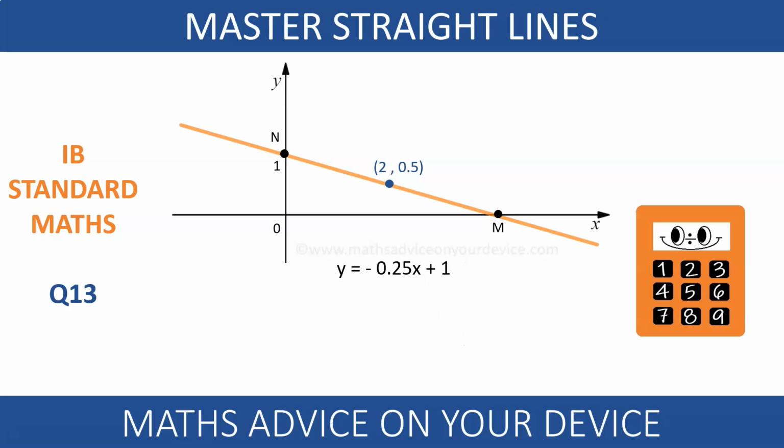To find the x-intercept, M, we find the x value that makes y equals 0. Dividing 1 by 0.25, we obtain 4, the x-coordinate of point M.